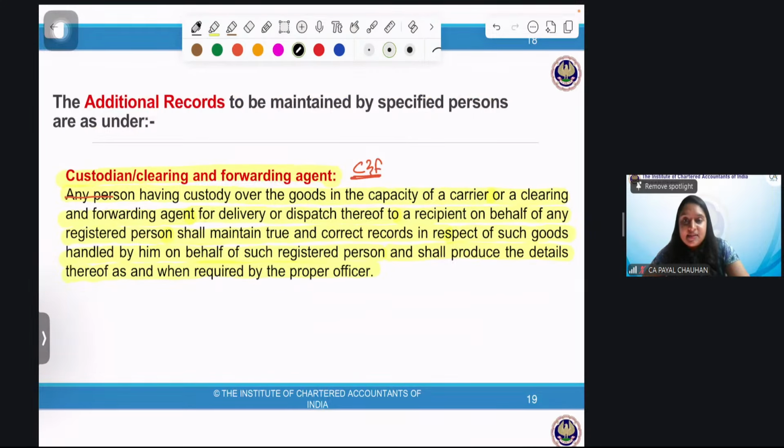My voice is distorting. Yes, I could also hear. Is the technical team able to hear me?